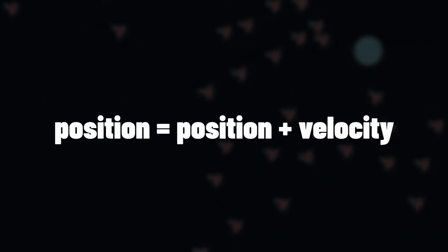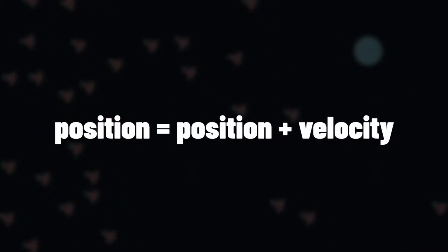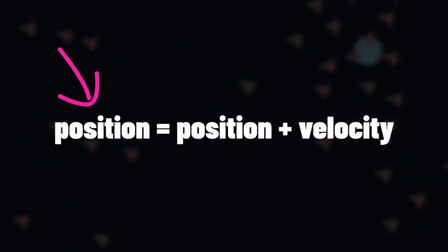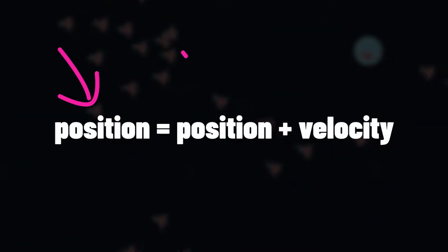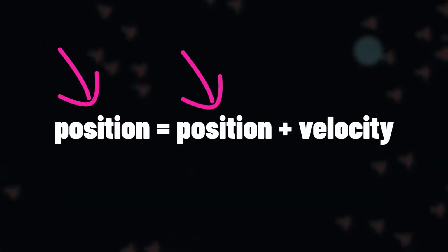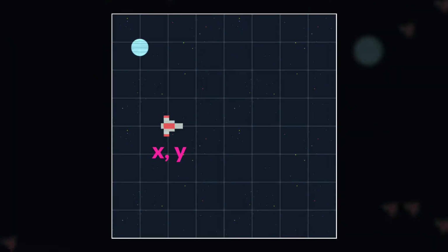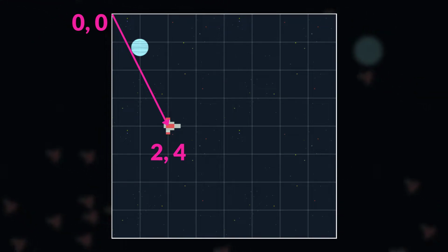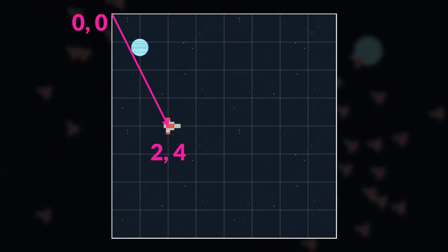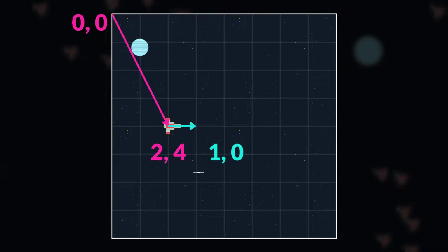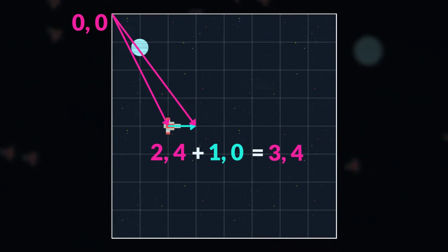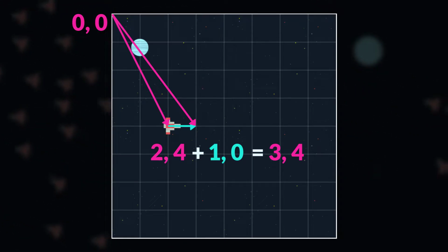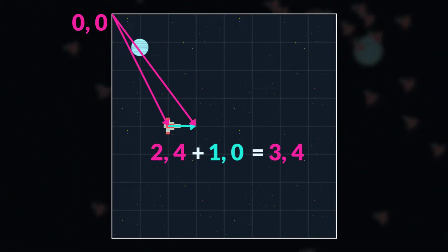The first key idea to understanding how we apply forces to our ships is that our ship's future position is equal to its current position plus its velocity. So our ship's position is an x and a y, which seems a lot like a vector. In fact, we can imagine that our ship's position is a vector from the origin point of our room. And if our ship's position is a vector and our velocity is a vector, we can add these 2 vectors together and get our ship's new position. This new vector is our ship's new position. The new position is the current position plus the velocity.